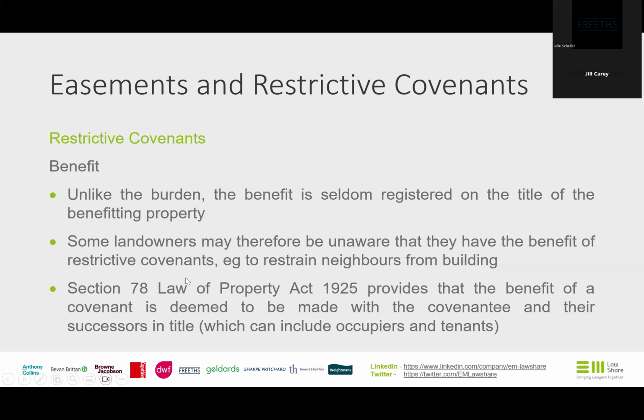There is again an equivalent statutory provision that says the benefit of the covenant will be with the successors in title. So again, although it's preferable to have express wording that transferor and transferee include successors in title, it's not necessarily fatal if it doesn't.